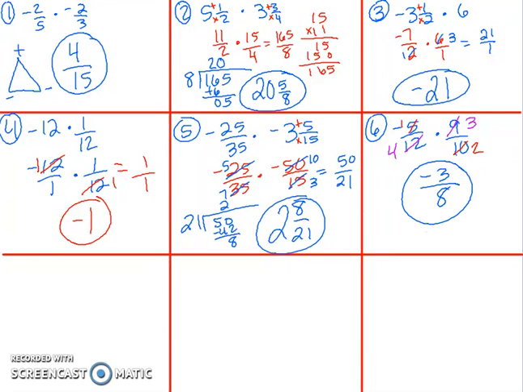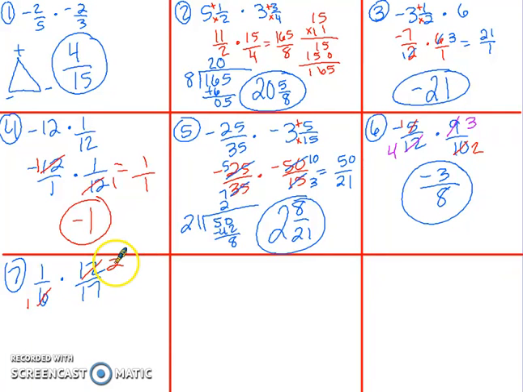Alright, number 7. 1/6 times 12 over 17. I'm going to simplify first. 1 doesn't simplify anything, so I'm going to go on to my 12. I have 12 on top and 6 on the bottom. I know that 6 will go into both 12 and 6, so I'm going to divide these numbers to make them smaller. 6 divided by 6 is 1. 12 divided by 6 is 2.